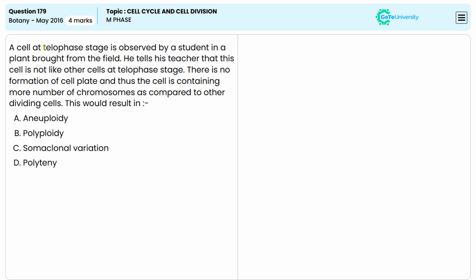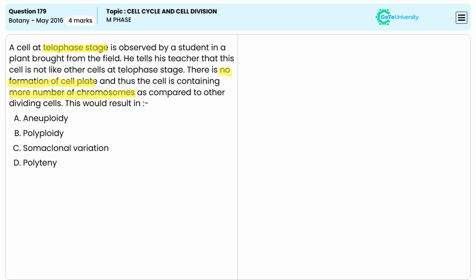A cell at telophase stage is observed by a student in a plant brought from the field. He tells his teacher that this cell is not like other cells at telophase stage. There is no formation of the cell plate and thus the cell is containing more number of chromosomes as compared to other dividing cells. So what would this result in?